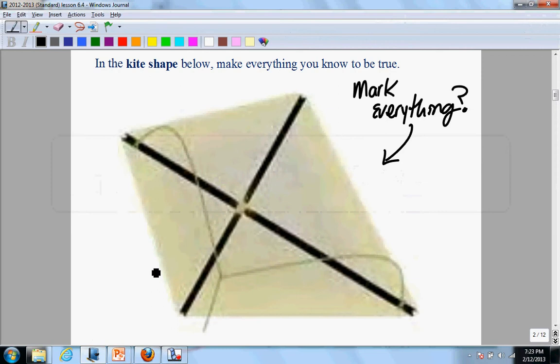Okay, let's see what you marked here. Step 1, and the most important, is the fact that right in the middle here, of course, is a right angle, and it goes a right angle all the way around. That's the most important thing you should have marked, is that you have 4 right angles. Second, you have consecutive congruent sides.